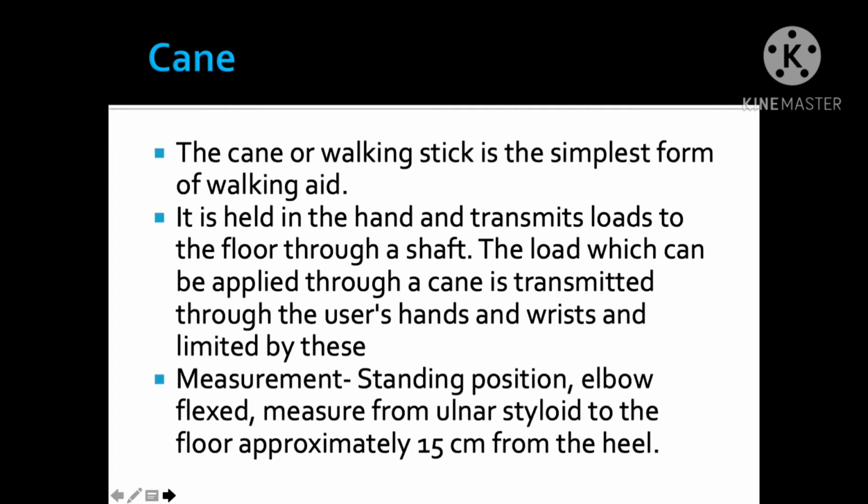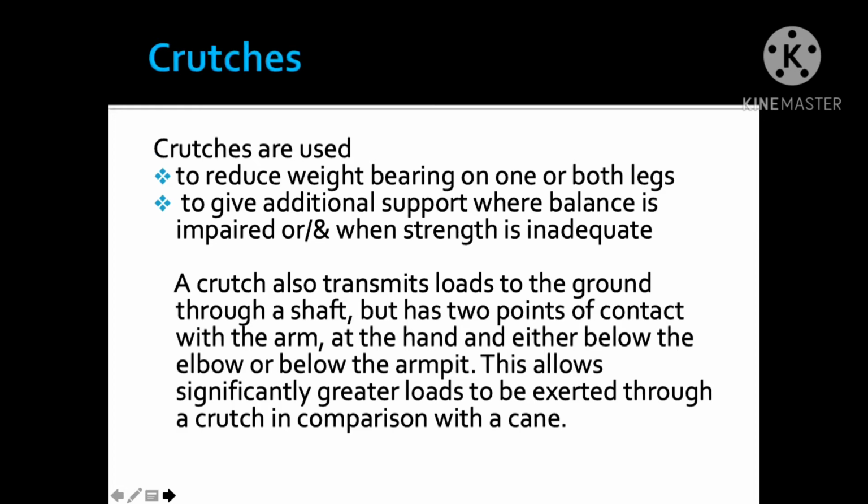Okay, so now try to visualize this. The patient is in the standing position. You have to have the elbow flexed to approximately 15 to 20 degrees. And you have to measure from the ulnar styloid to the floor approximately 15 centimeters from the heel. Make sure that the elbow is flexed, because that is how you will hold the cane, and that is how you should measure as well. So this is all about the canes.